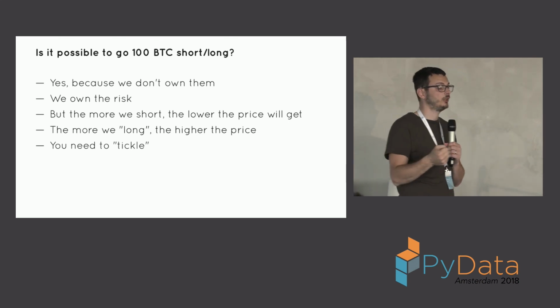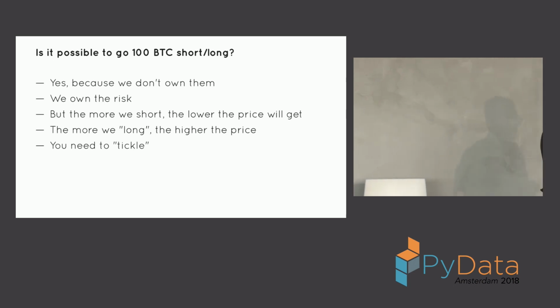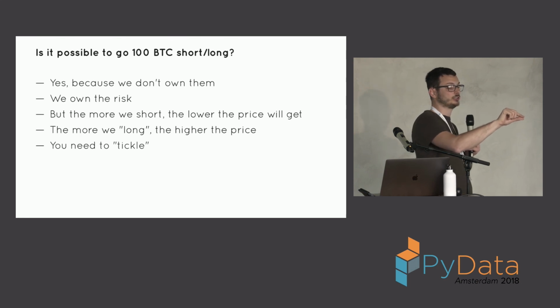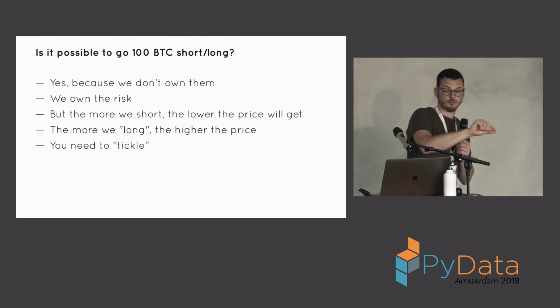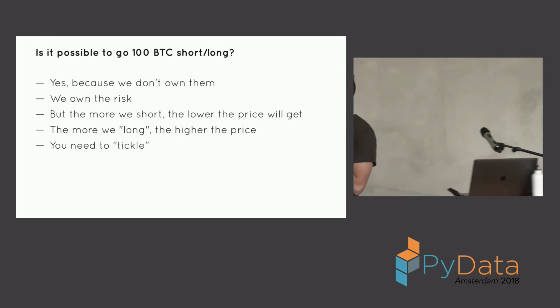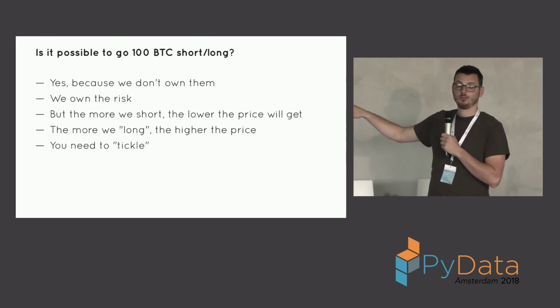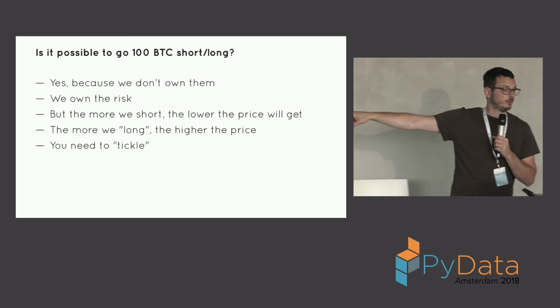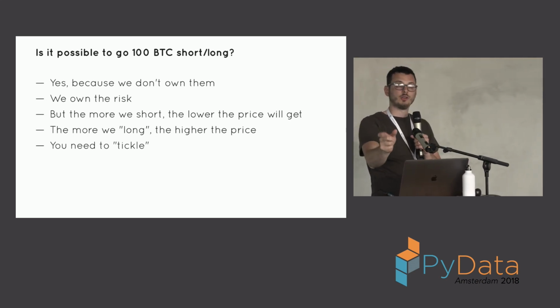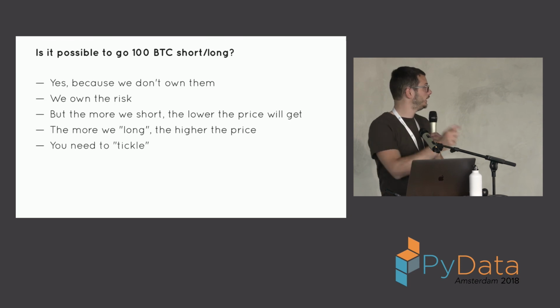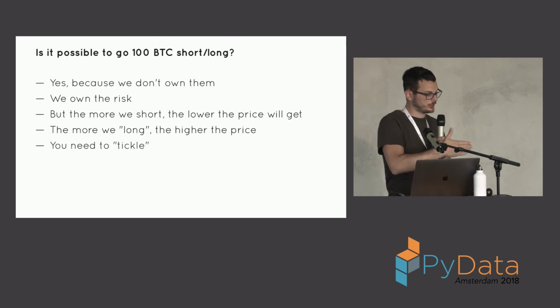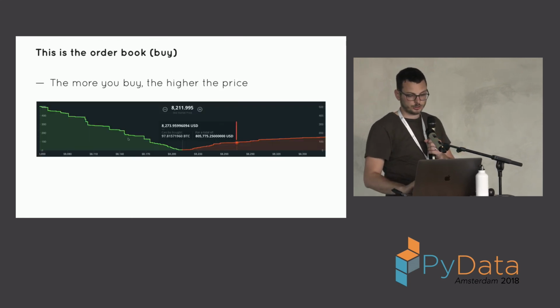So we own the risk of market fluctuations. But since we own the risk on both exchanges and on opposite sides, we own the buy and the sell risk, so the risk cancels itself. So we can actually go 100 Bitcoins short and long. But of course, the more we short, the lower the price will get. And the more we long, the higher the price will get. So we need to tickle. We need to buy very little while the arbitrage is open, and wait basically for the price to get to its normal value. So I'll show you what this means.